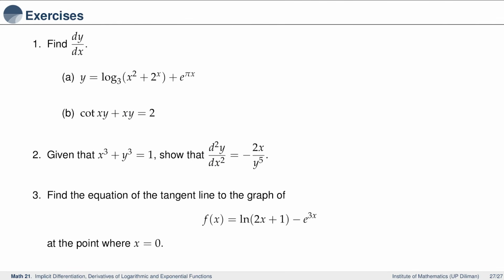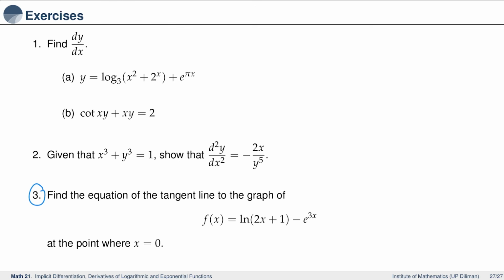I leave you with some exercises that you can try for the lecture today on implicit differentiation, derivatives of logarithms, and derivatives of exponential function. So since we still have some time, let's try to solve number 3 here, okay? Let's find the equation of the tangent line to the graph of f of x equal to ln of quantity 2x plus 1 minus e to the 3x at the point where x equal to 0.